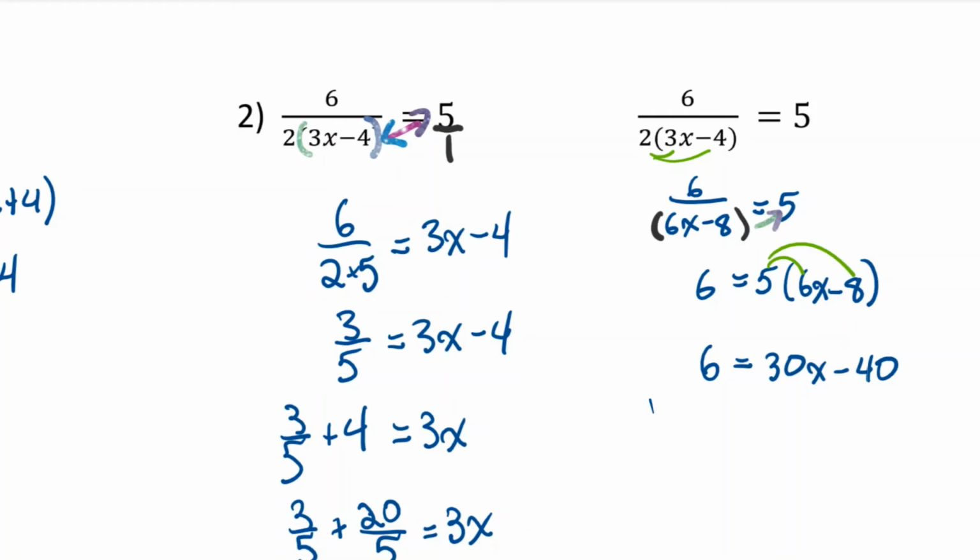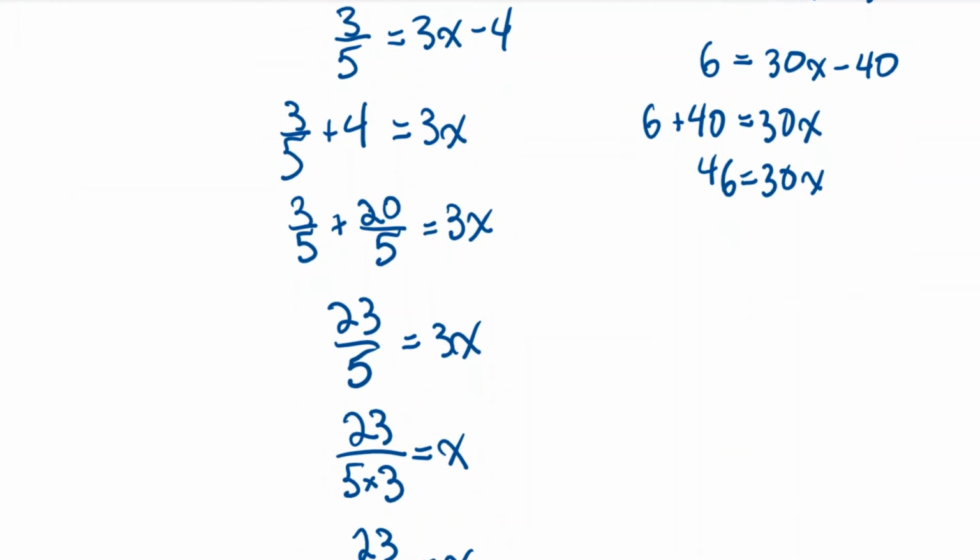And bring the 40 back over. So we got 6 plus 40 equals 30x. That's 46. And then divide both sides by 30, resulting in this. I can reduce this fraction by dividing by 2, top and bottom. So 46 divided by 2 gives you 23. 30 divided by 2 gives you 15, which is the same answer we got before.